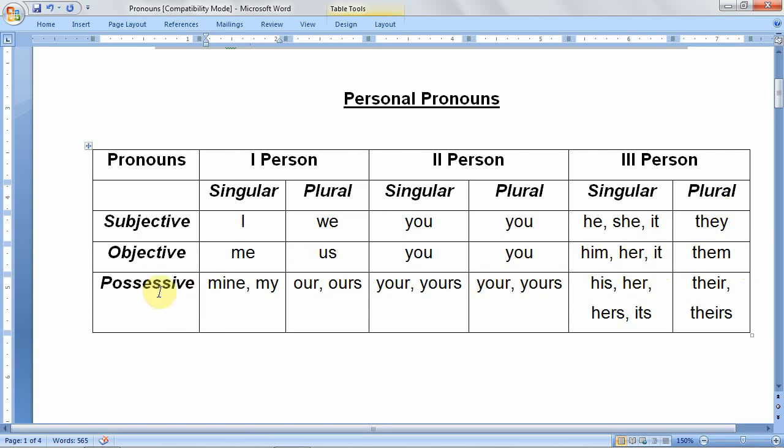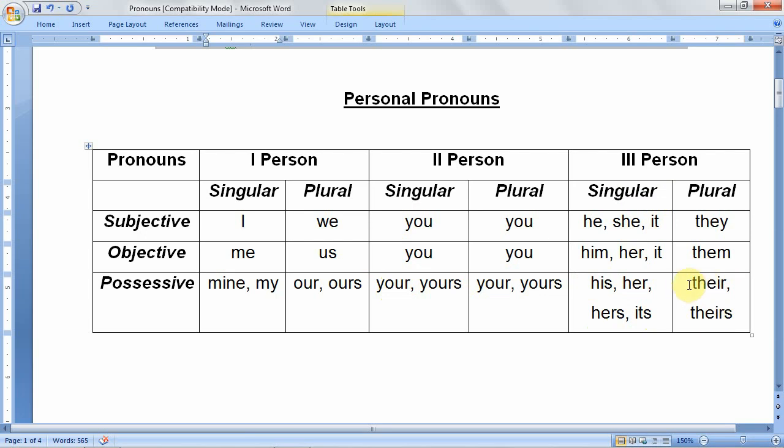Now the third part, that is the possessive case. I converts into my and mine. This is my book, this book is mine, this is our book, this book is ours. This is your class, this class is yours. You converts into your and yours. Again the same. Singular, he converts into his, masculine. She converts into her, hers, feminine gender, and it converts into its. They converts into their, theirs.